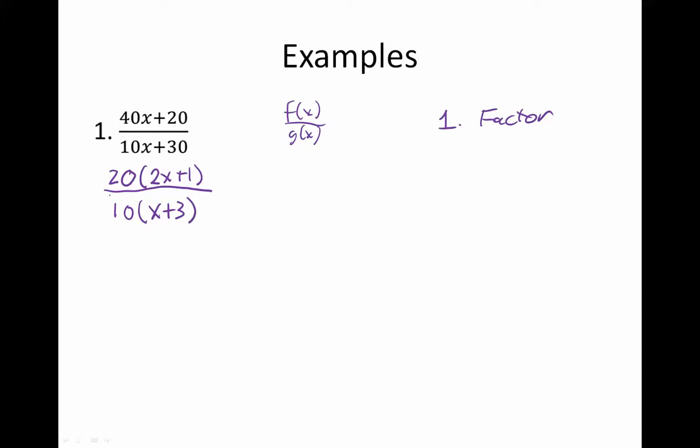Now that I've got it factored, I cancel out or divide anything that I can. So 2x plus 1 and x plus 3, those are different things. However, 20 divided by 10, that reduces to 2. So the final simplified answer will be 2 times 2x plus 1 over x plus 3, right? Factor everything and cancel anything we can.